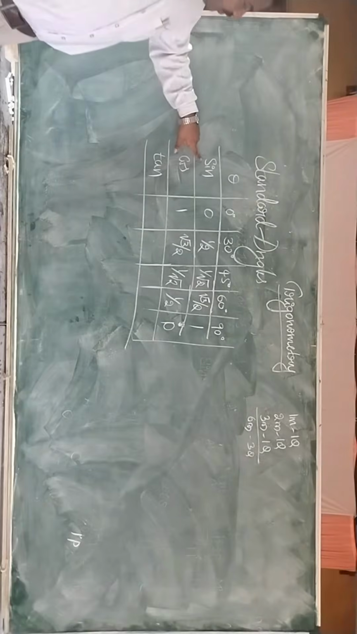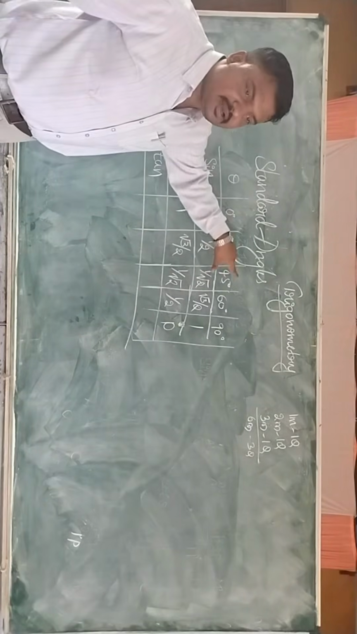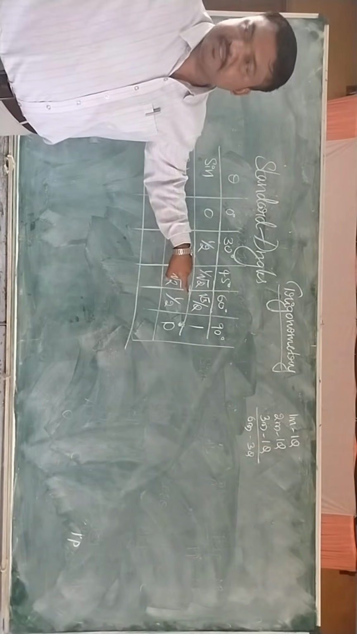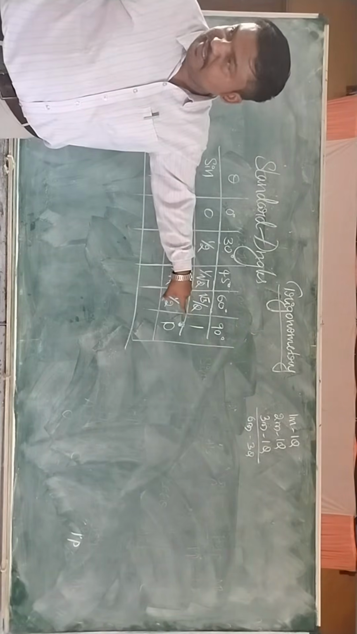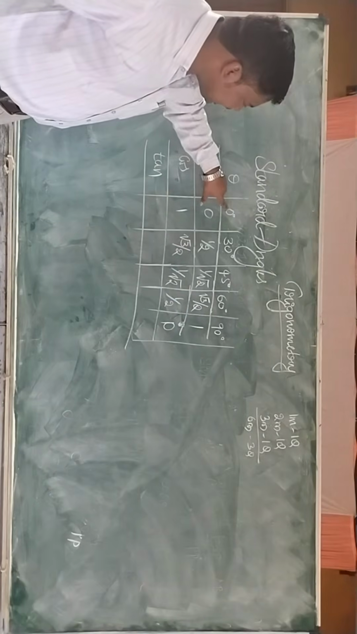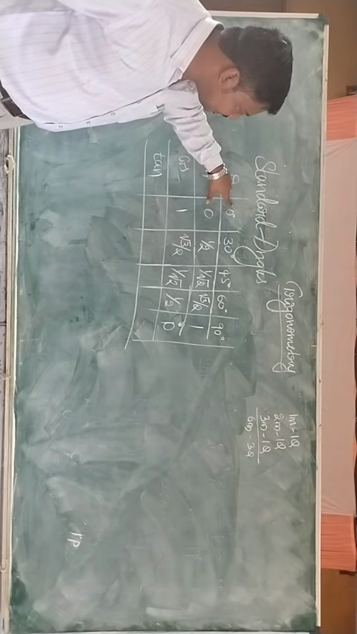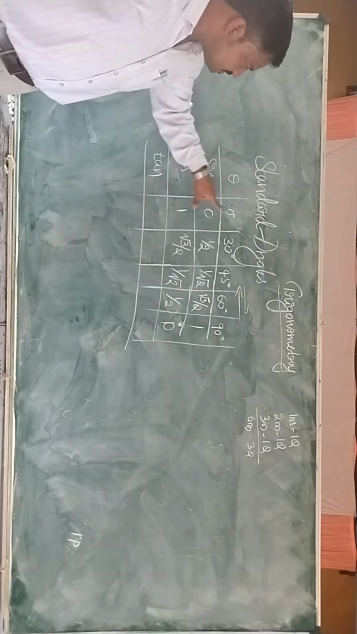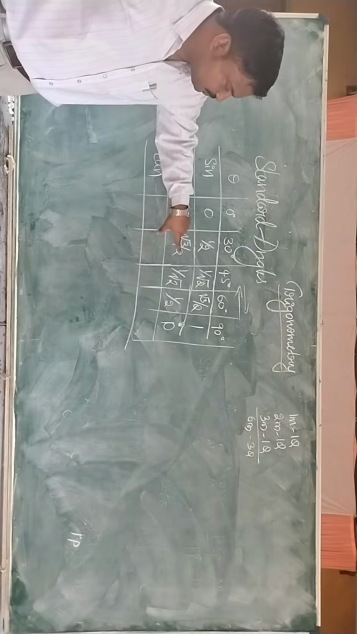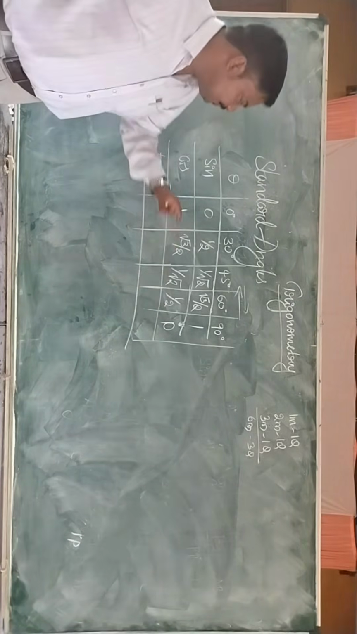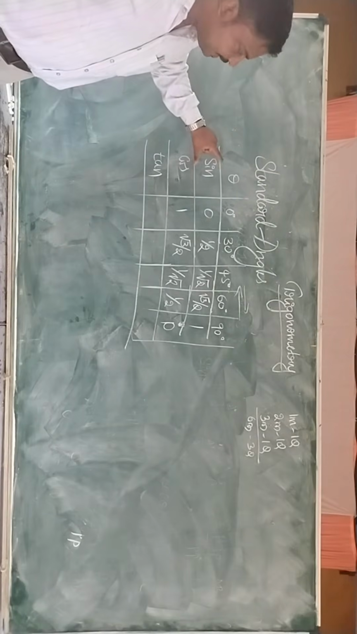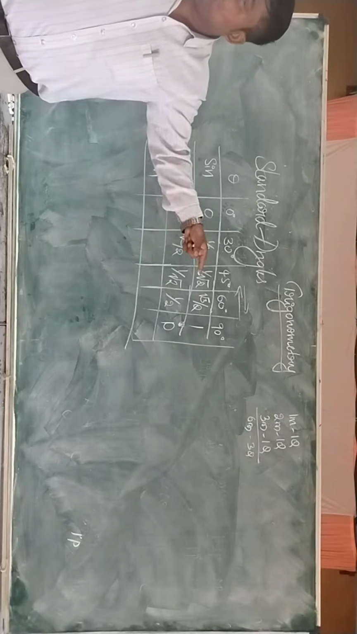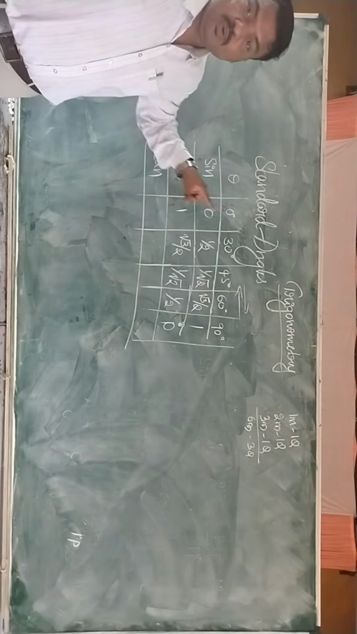See here, when the sine angles increase, then the values also increase. When the sine function angles increase, then the sine value also increases. When the cos function angles increase, then the values decrease. See, cos 0, 1, root 3 upon 2, 1 upon root 2, 1 upon 2, 0. It means that sine function value lies between 0 and 1, but cos function value lies between 1 and 0.